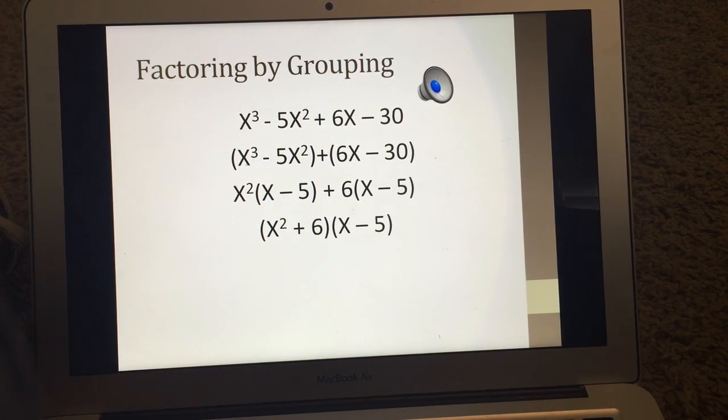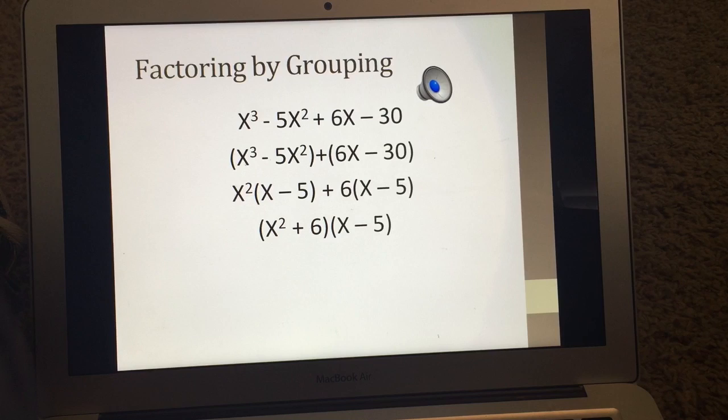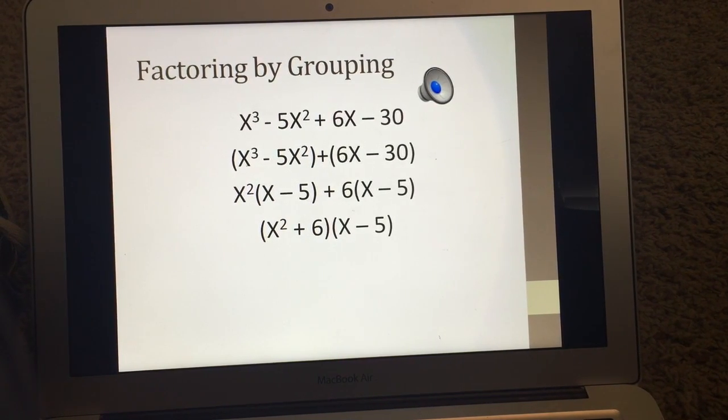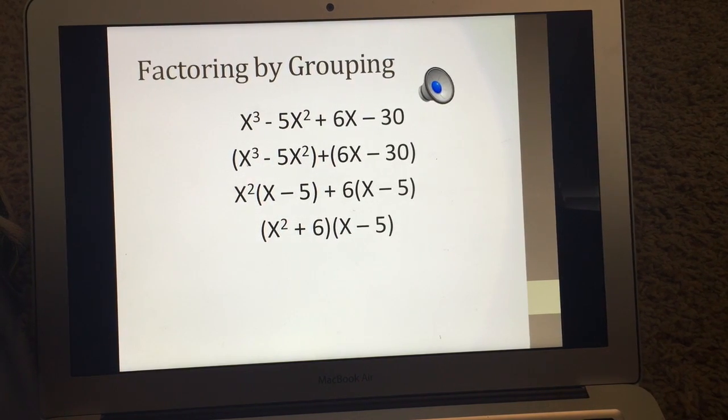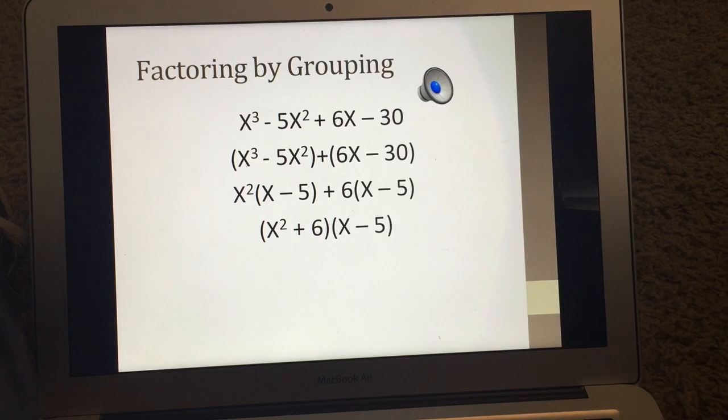So since both have the same factor in parentheses, that counts as one factor in your final answer. And your second factor will be the two terms that you factored out, x squared and then positive 6 put together. So your final answer is x squared plus 6 and then another parentheses x minus 5.